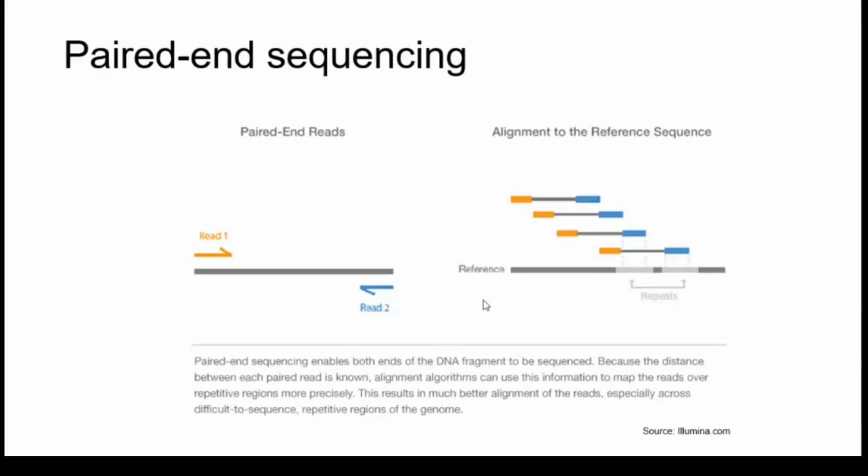So this paired end data is better than the single end data, but still we can use the single end data if we have only single end, right?